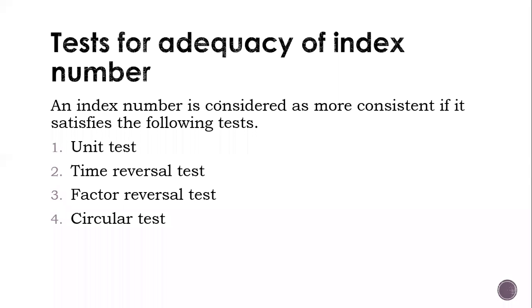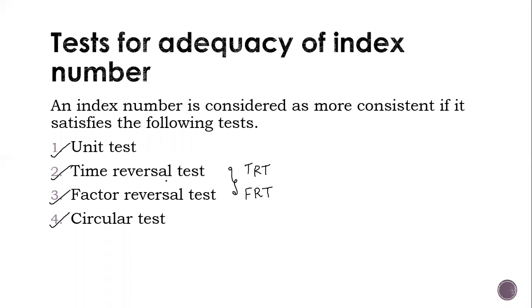So we have 4 methods here: unit test, time reversal test, factor reversal test, and circular test. All the 4 methods are important, but the 2 very important methods are TRT and FRT, that is time reversal test and factor reversal test. Even the other 2 are important, but in these 2 methods you have to actually test it properly. Each method, Laspeyres and Paasche separately, you will come to know which method is adequate, which method is consistent. So we will know each method now.